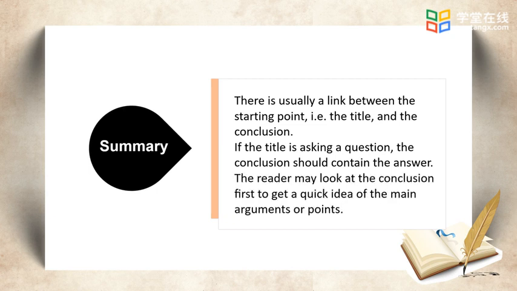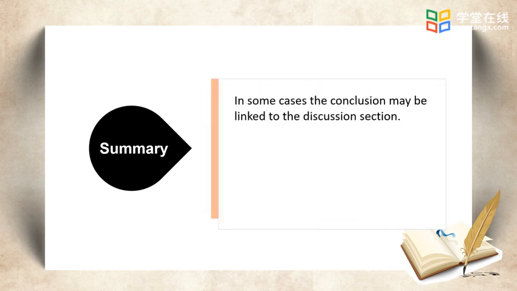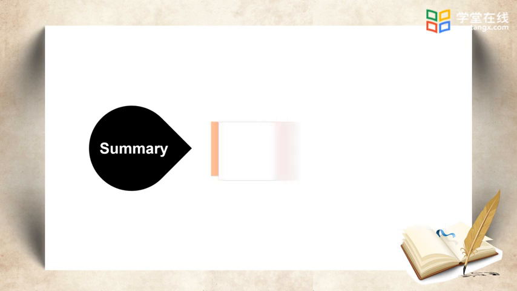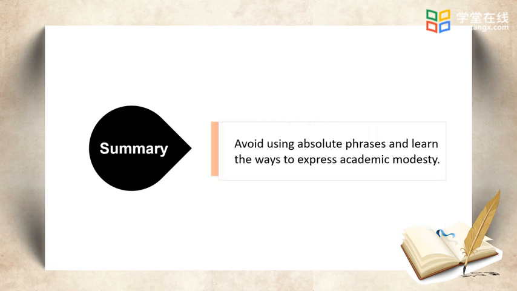The reader may look at the conclusion first to get a quick idea of the main arguments or points. In some cases, the conclusion may be linked to the discussion section. It is helpful for the reader to have a discussion conclusion section that briefly looks back at what has been said or key results that have been reported, and makes some comments about the main part or key results. Avoid using absolute phrases and learn the ways to express academic modesty.